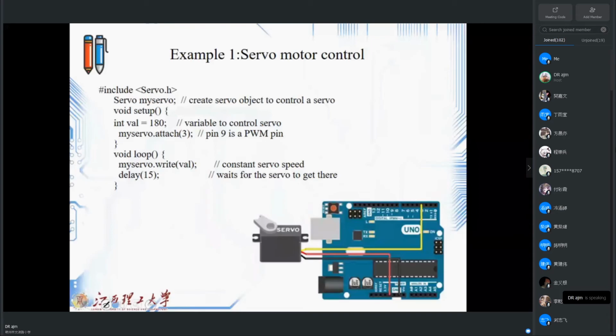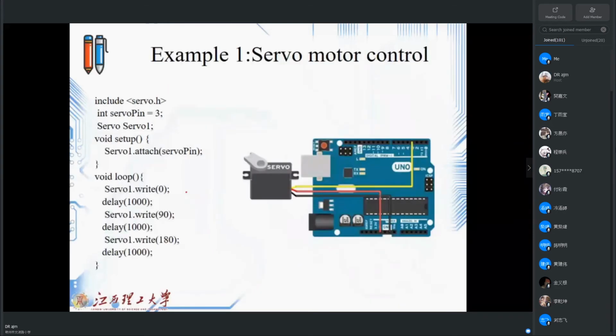This is the first movement, then I change it: servo write 180, moving the motor up to 180 degrees. Okay, I have 0 angle, I have 90 angle, I have 180 angle. Then we can see the movement of my servo motor at different angles, as in example number 2.